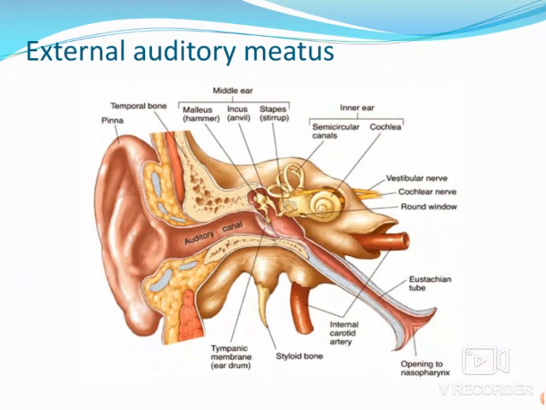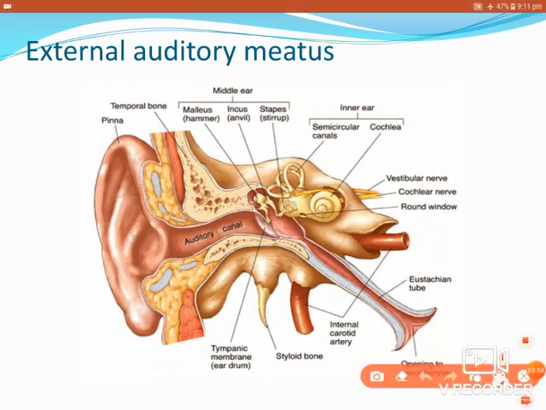Then here, in the cartilaginous part of the canal, the cartilage is a continuation of the cartilage of the auricle, and the skin over this cartilaginous part is thick. There you can see the sebaceous glands and ceruminous glands, which secrete wax, and also hair follicles. So this area is more prone to infection. The skin over the bony part is thin.